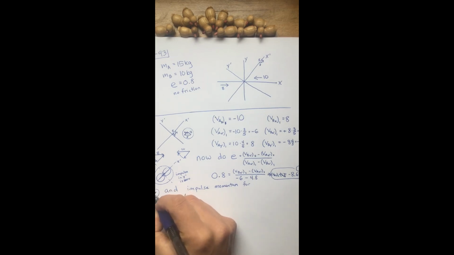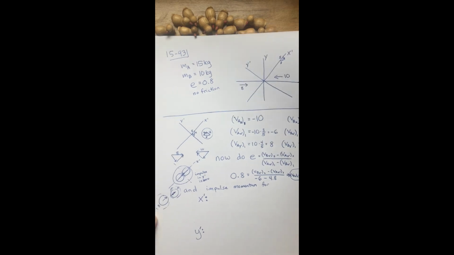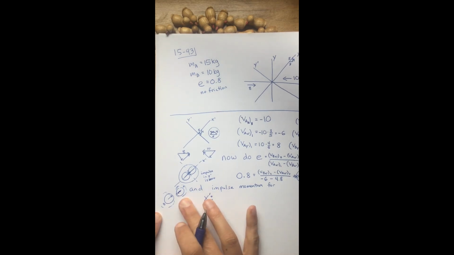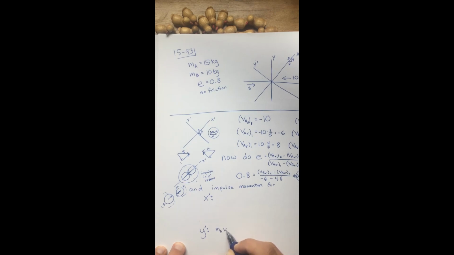Oops, that one's going this way. And this one is A. Then for just B, there you go. For just B, the impulse in the y direction is 0. And for just A, the impulse in the y prime direction is 0. So we can say m_B v_B y prime 1 plus the impulse, which is equal to 0 in the y prime direction, is equal to m_B v_B y prime 2.